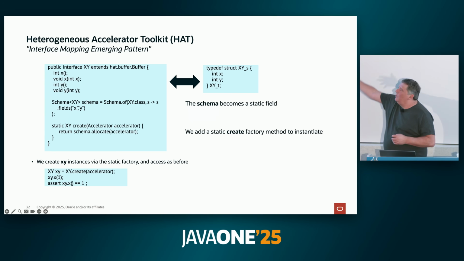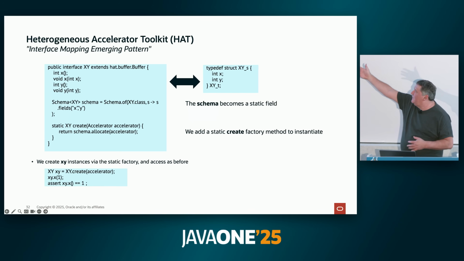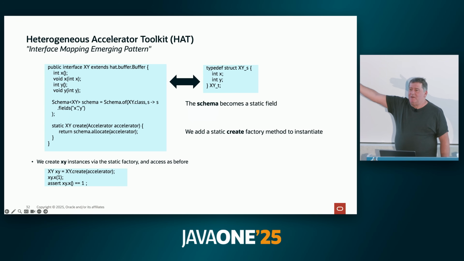And we wrap all this normally inside an interface. So this is an interface for X and Y. The schema builder is wrapped inside the interface itself, and then the factory for creating it is inside. So we would just go to this X or Y and ask this accelerator to create one for us.